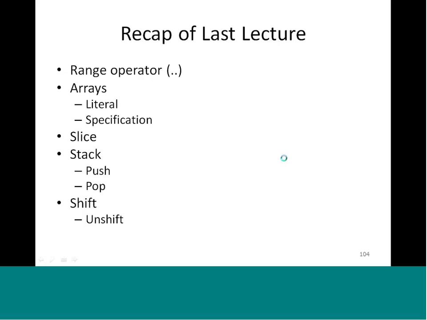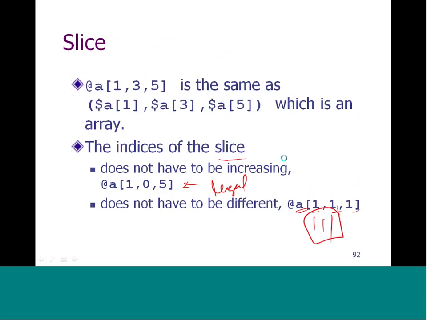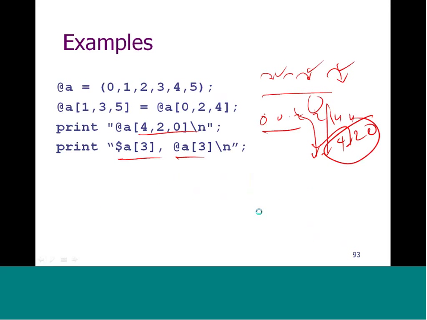Then we also talked about slice. I just wanted to remind you about the slice operator. The slice is a shorthand representation of multiple elements of an array. The at sign with the name, and then we can specify multiple elements, comma separated, which specifies the various elements of that array. We also noted some of the rules governing the slice. First of all, the indices need not be increasing, and the indices need not be different; the same indices can also constitute the slice.